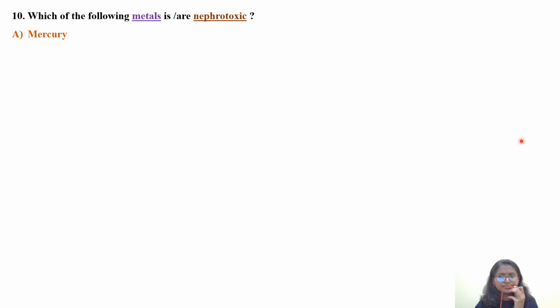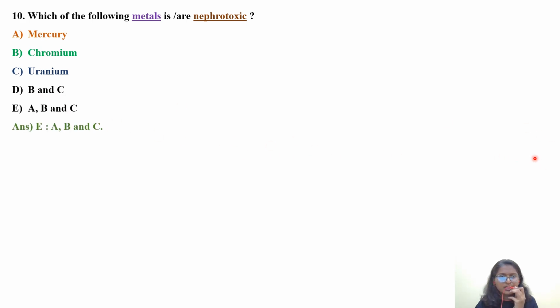Option A mercury, option B chromium, option C uranium, option D B and C, option E A, B and C. The right answer is option E, A, B, and C. Mercury, chromium, uranium, all these three metals will cause nephrotoxicity, kidney toxicity.